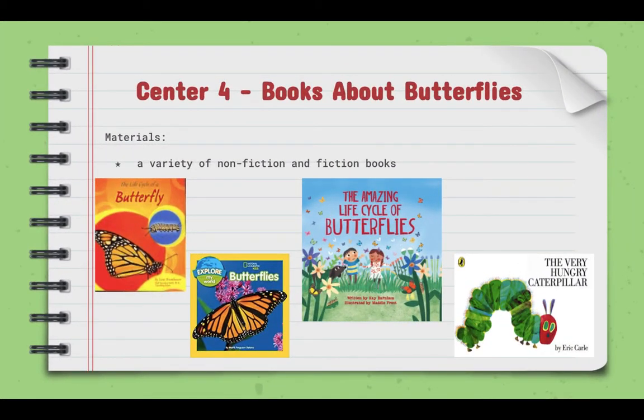Center 4 is the books about butterflies, and the only materials that are needed at this center are a variety of nonfiction and fiction books about butterflies. Some examples I have up here are The Life Cycle of a Butterfly, a Nat Geo Kids book about butterflies, The Amazing Life Cycle of Butterflies, and of course The Very Hungry Caterpillar, which is a classic when talking about caterpillars and their transformation into butterflies.